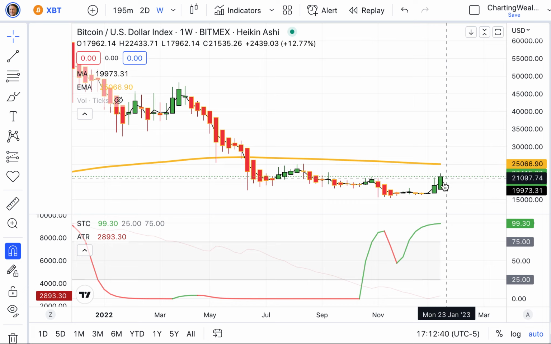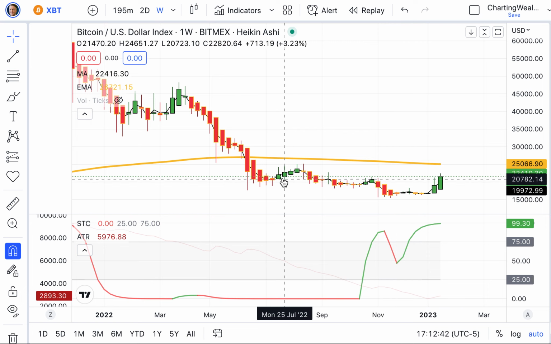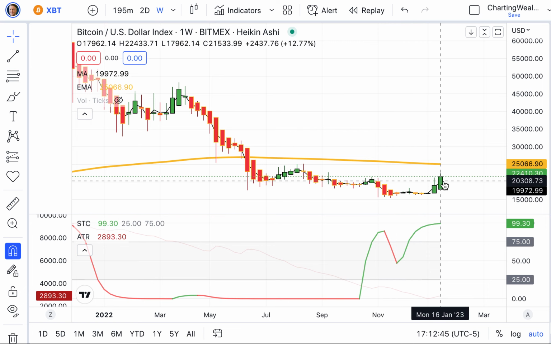But I'm not holding my breath, just waiting, watching, trying to stay calm and let the charts show themselves to us before you jump in and get hammered again. That is where we are, folks.